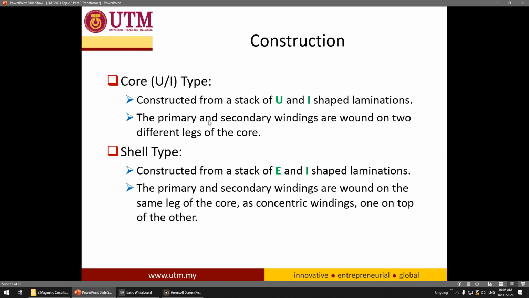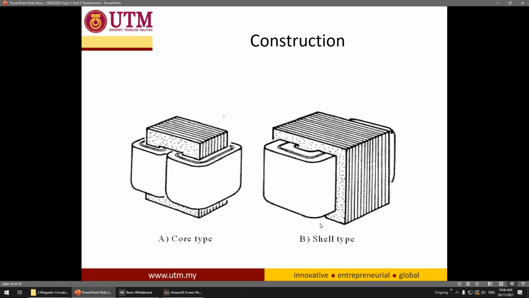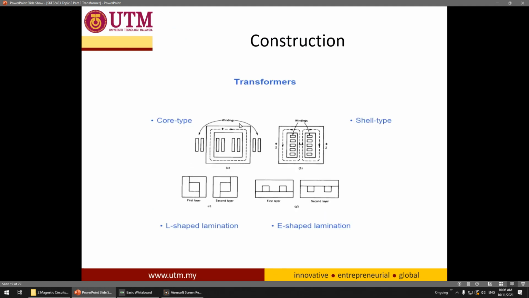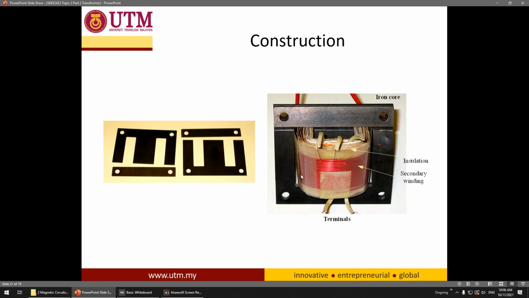For the UI type, the primary and secondary windings are wound at different legs. For the shell type, the primary and secondary windings are wound at the same leg of the core. Basically you wind the primary winding here as well as the secondary winding on the same side. So this is the figure. This is the cross section of the core. This is the L shape lamination, and this is the E shape lamination. This is one way to laminate it, to wind the transformer. Okay, this is the shell type. You can see here the primary winding and the secondary winding are on the same side.